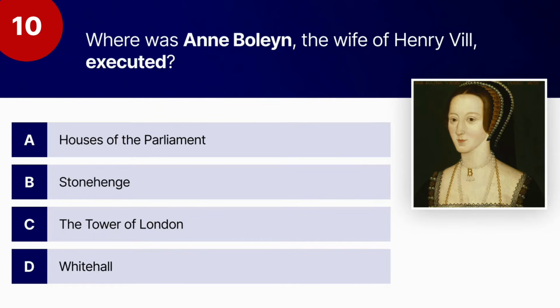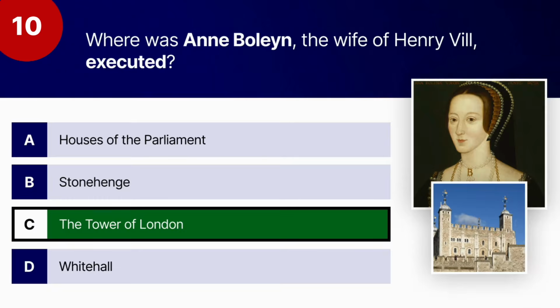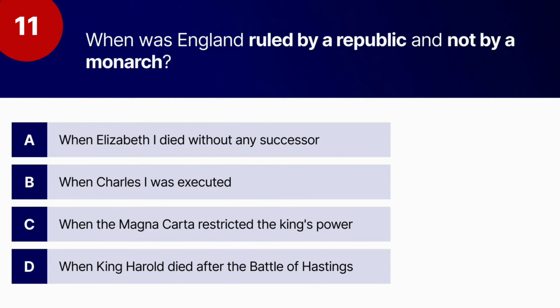Where was Anne Boleyn, the wife of Henry VIII, executed? A. Houses of the Parliament. B. Stonehenge. C. The Tower of London. D. Whitehall. The answer is C. The Tower of London.